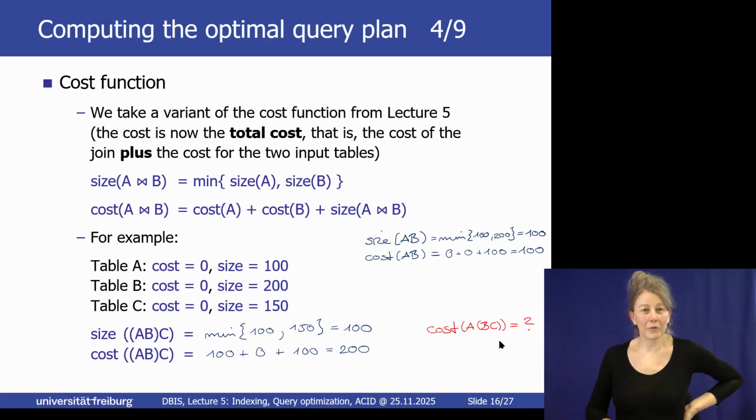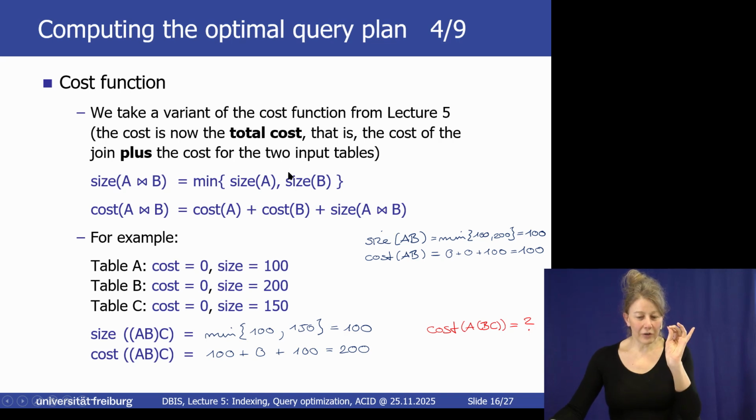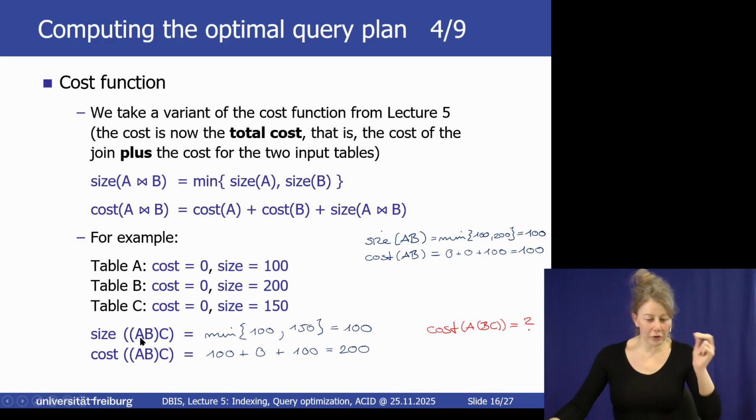Worse, because the minimum between 200 and 150 is 150, and it's already larger than the 100 we had. Yes, exactly. Let me just repeat it for everybody. When I join B and C first, they are larger. The minimum of the two is 150, and then the rest is the same. What this tells us is that these estimates are good enough to understand that I should start with the smallest table, 100, because it will reduce the result. If I start with a larger one, then I will only reduce it towards the end.